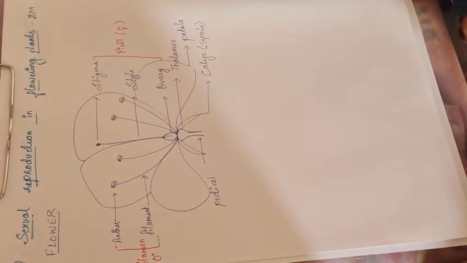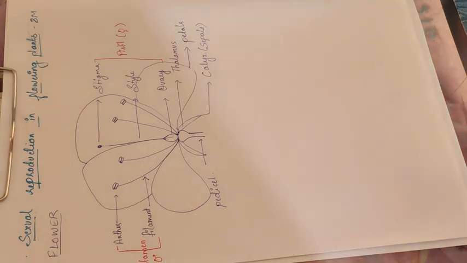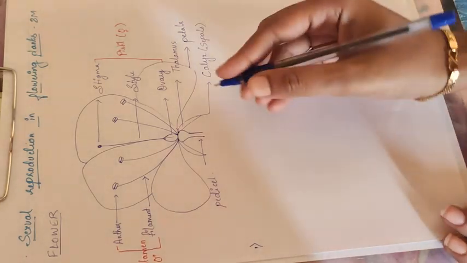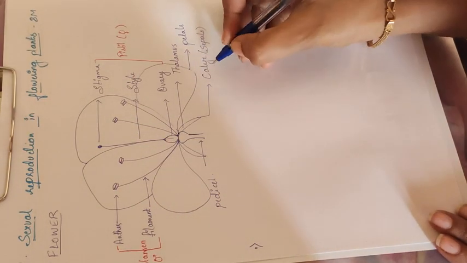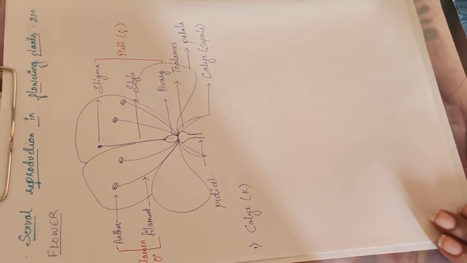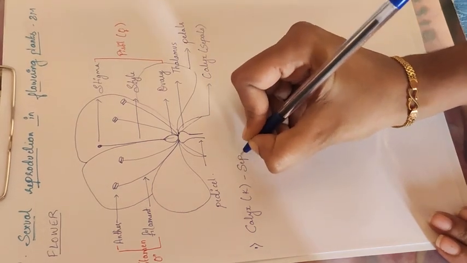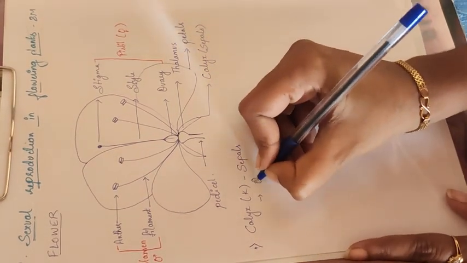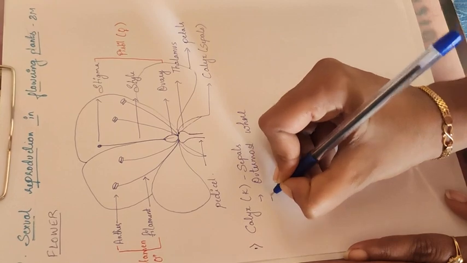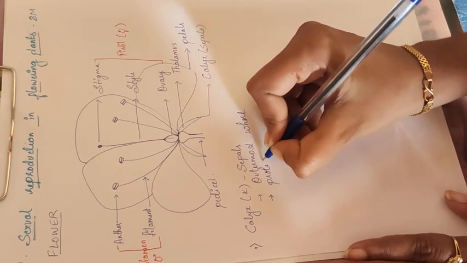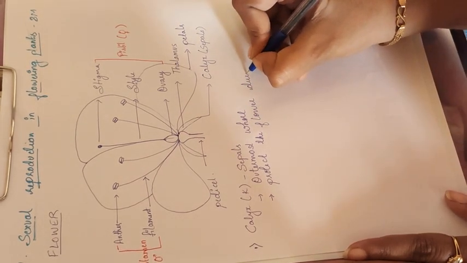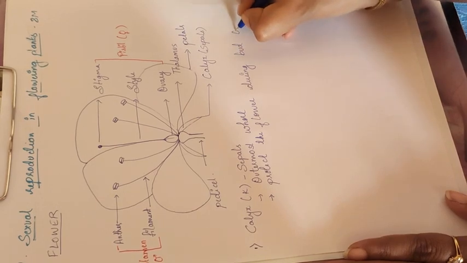Yes, we'll repeat. A flower basically has 4 whorls. Now we are beginning from the outermost whorl. The outermost whorl of the flower is called the calyx. It is also represented by the letter K. Commonly you can call it sepals. This forms the outermost whorl, and the main function of this is to protect the flower during bud condition.